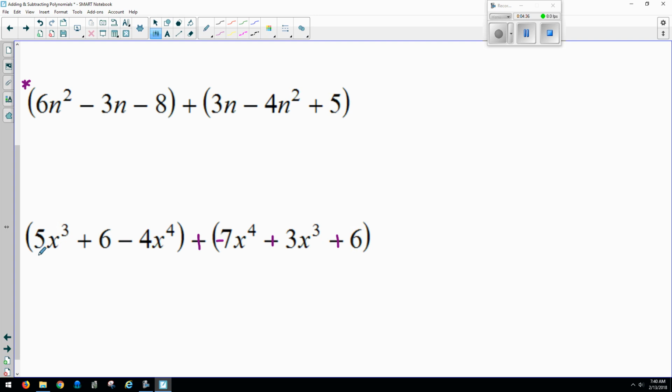So I'm going to go through and look for any x cubed terms. I have one right here. So I have 5 plus 3, which is 8x cubed. Now I'm going to look for a number by itself, which is right here. 6 plus 6 is 12. And x to the 4th. So I have negative 4 minus 7. That becomes negative 11x to the fourth.